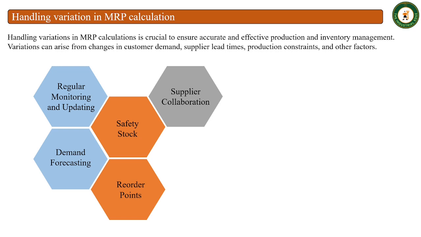Fifth point, supplier collaboration. Collaborate closely with suppliers to gain visibility into their lead time and potential disruptions. Share demand forecasts and production schedules to help suppliers plan better and reduce lead time uncertainties. 6. Capacity planning. Evaluate your production capacity and constraints regularly. Adjust MRP calculations to align with available capacity and account for variation in production rates.